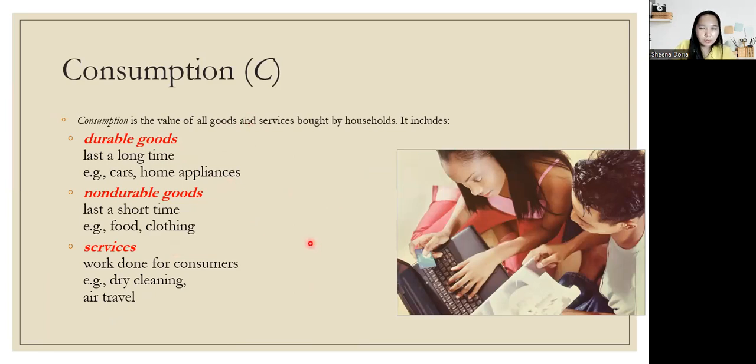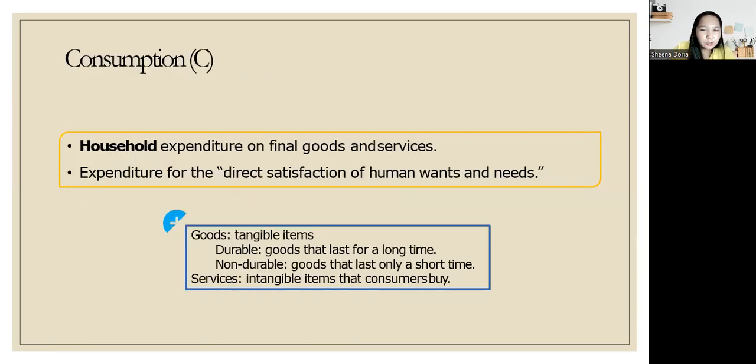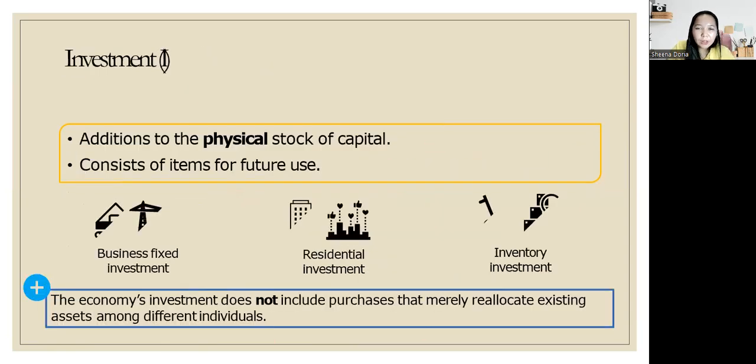So kahit sa marketing, ang tawag dito is your consumer goods. So, durable goods are goods that last for a long time. Okay, yung non-durable goods is magagamit mo lang for 1 to 2 uses, 3 uses, ganyan. Okay. At the same time is yung services, these are your intangible part of your consumer goods. So household expenditure on the final goods and services, and it's also the expenditure for the direct satisfaction of human wants and needs.